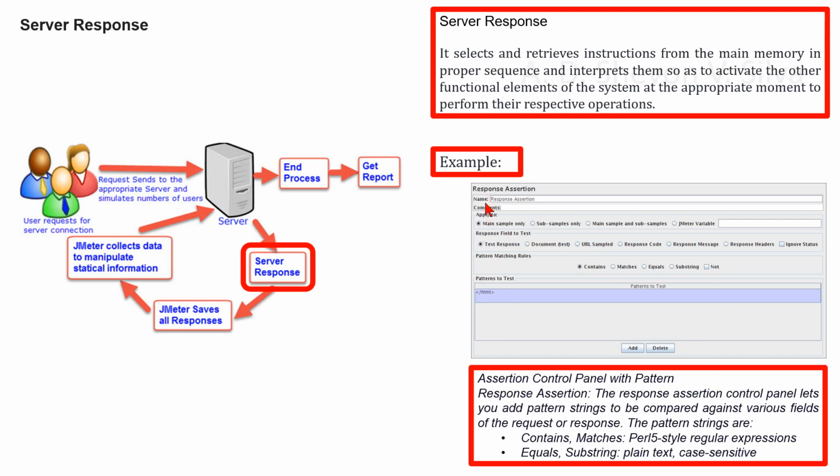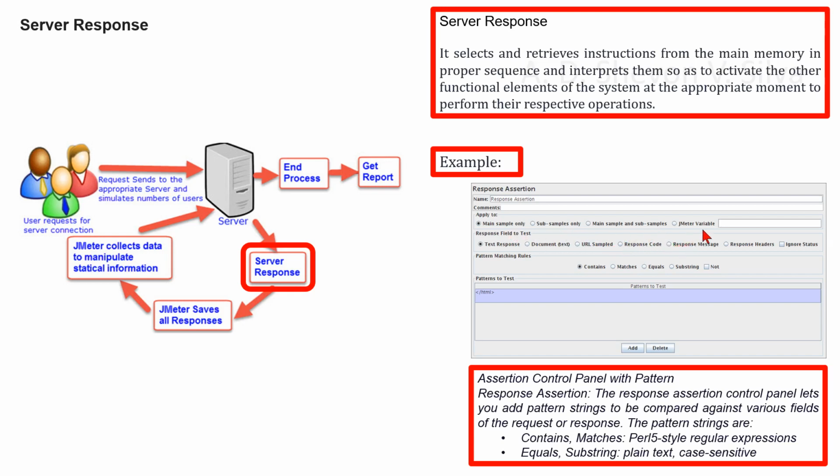Here you can see the attribute or parameter name, a descriptive name for this element that is shown in the tree. You can see the Apply to attribute. This is for use with samples or samplers that can generate subsamples, for example an HTTP sampler with embedded resources, mail reader, or samples generated by the transaction controller. Main samples only applies to the main sample. Subsamples only applies to the subsamples. Main and subsamples applies to both.